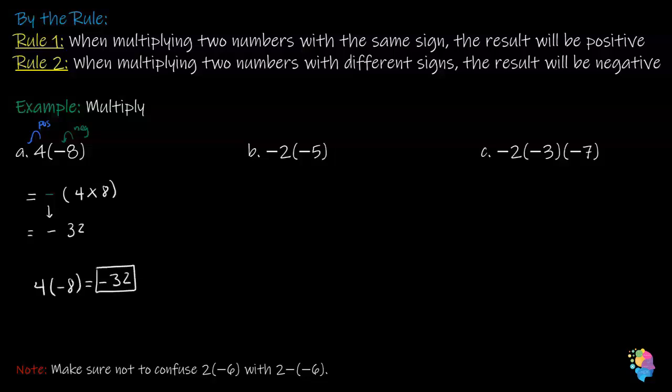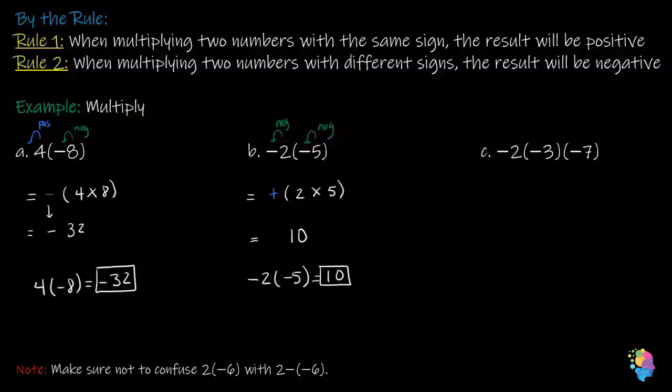Let's try it again. In letter B, we're multiplying a negative number times a second negative number. Then according to the rules, we're supposed to multiply, but this time, because they have the same sign, our result will be positive. Well, then 2 times 5 will be 10, and this time we don't have to bring down the sign because a positive number doesn't need a sign. Then negative 2 times negative 5 is equal to positive 10.